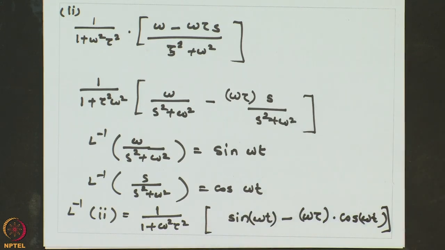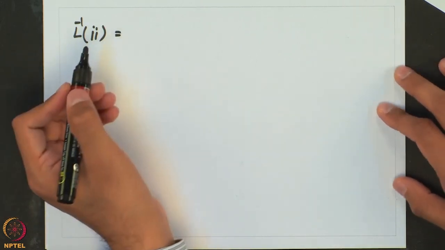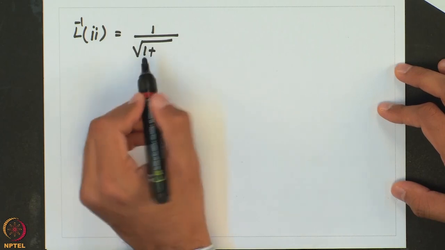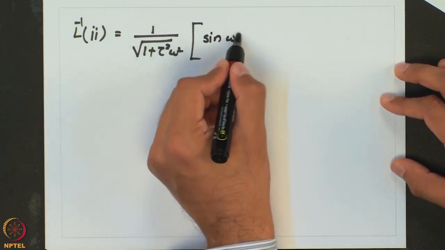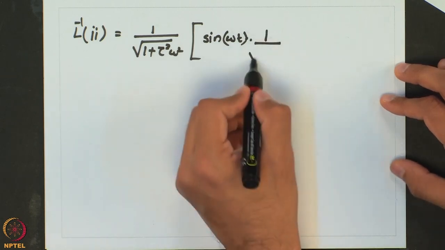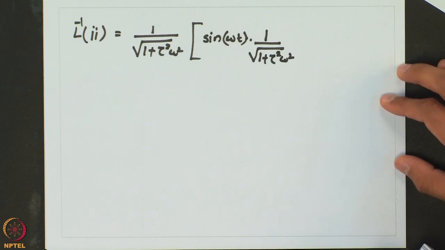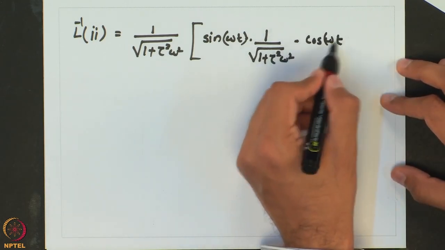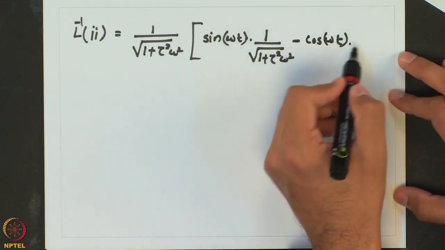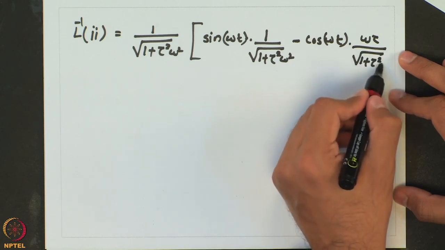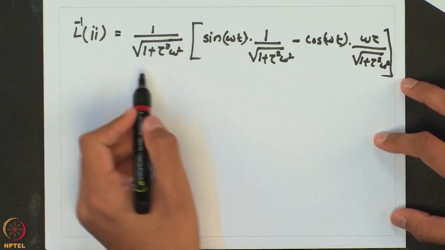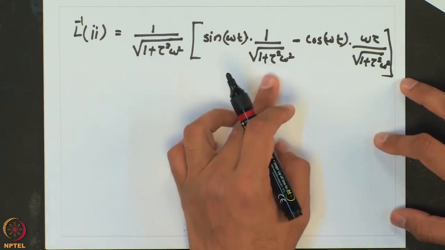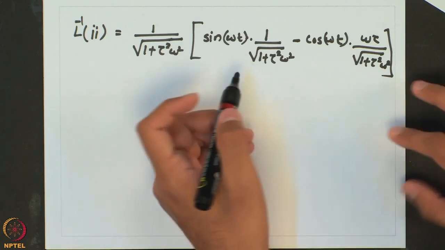So now we'll try to simplify or condense this term. We are working on Laplace inverse of 2, and we'll try to rearrange this as root of 1 plus tau square omega square, and we'll take the remaining root inside and write it as sine of omega t times 1 over root of 1 plus tau square omega square, minus cos of omega t as it was there, times omega tau over again root of 1 plus tau square omega square. So what we have done is split this 1 over 1 plus tau square omega square as multiples of square root terms, so that the expression remains the same, but we have these two new terms.